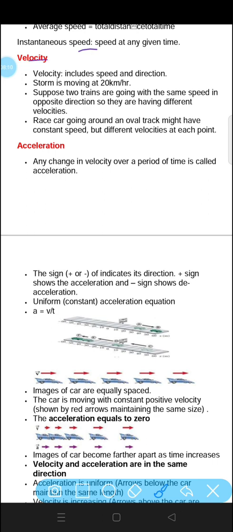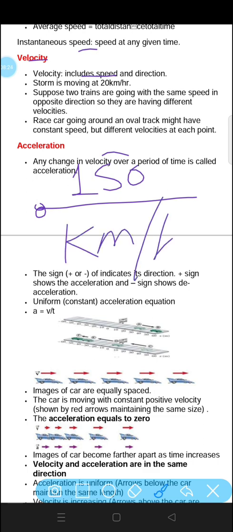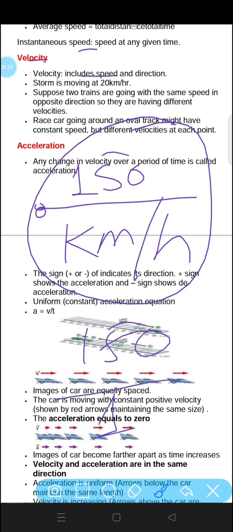Next one is velocity. Velocity includes speed and direction. In case of speed, we were just telling how much distance an object is traveling in 1 hour. 150 kilometers in 1 hour an object is traveling. So we will just divide it by 1. That means 150 kilometers in 1 hour.